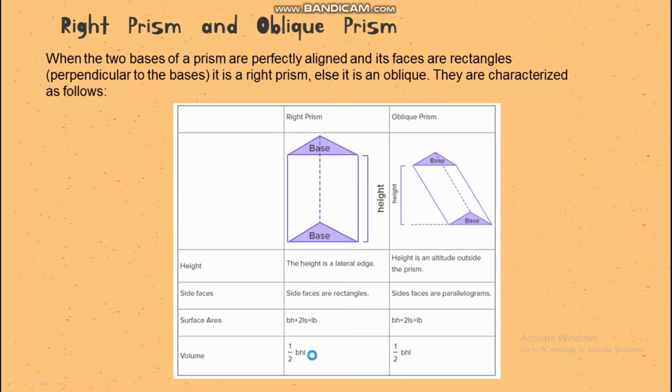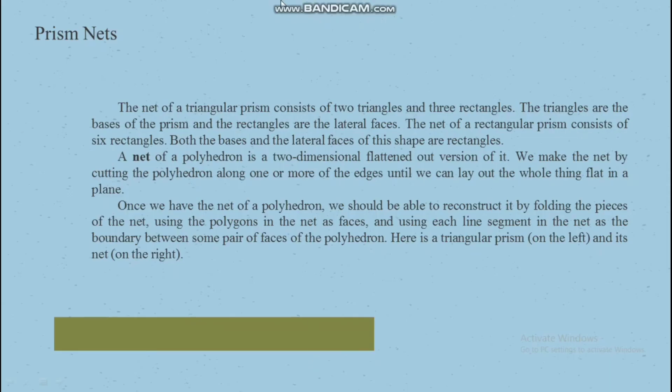Prism nets. The net of a triangular prism consists of two triangles and three rectangles. The triangles are the bases of the prism and the rectangles are the lateral faces. The net of a rectangular prism consists of six rectangles. Both the bases and the lateral faces of these shapes are rectangles.